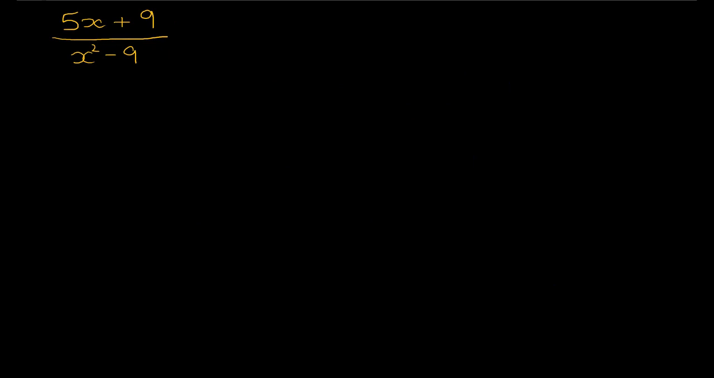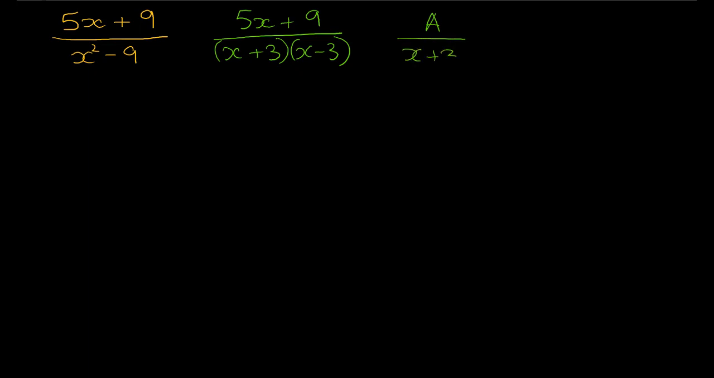In this second example, the bottom doesn't look quite the same. We don't have those 2 brackets multiplied together. But if you look more closely, you'll see that the bottom is an example of difference of squares. So we can write that as 5x plus 9 over x plus 3 x minus 3. So now we're going to split that up as before. So we're going to have a over x plus 3 and b over x minus 3.